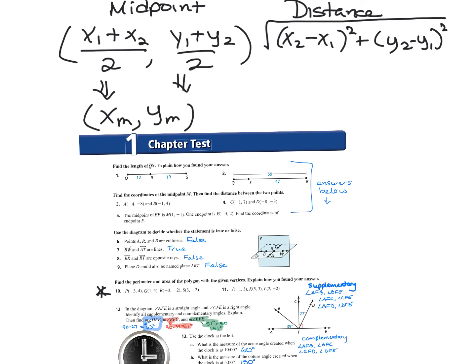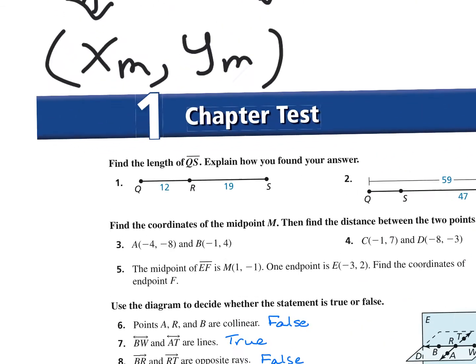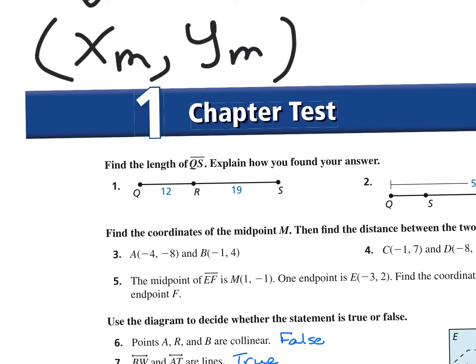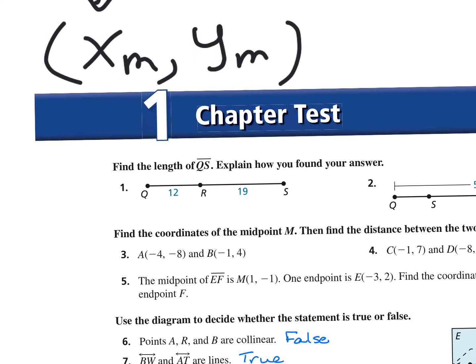No true or falses. So instead of true or false, you're going to get sometimes, always, or nevers. All right, now you might get a question just as simple as numbers 1 and 2 here, where all you have to do to find the length of QS is just take segment QR, add it to RS, and you get 12 plus 19, and the answer here is 31. So you might get something as simple as that.